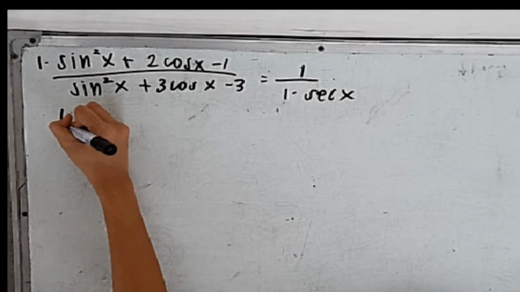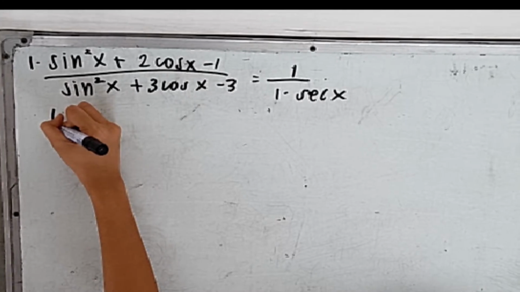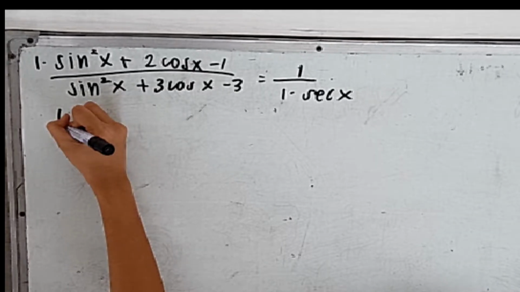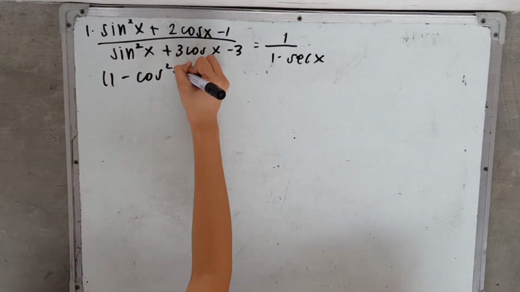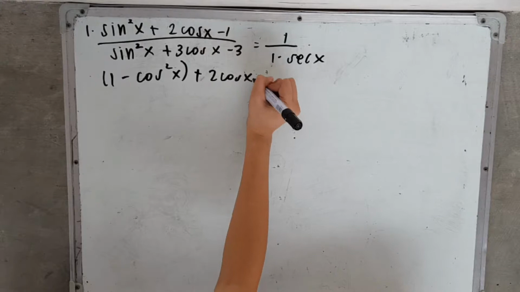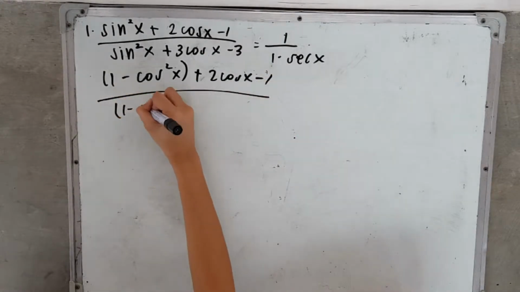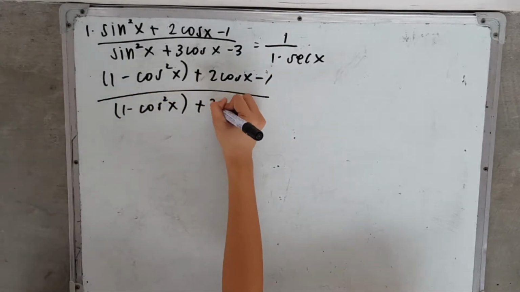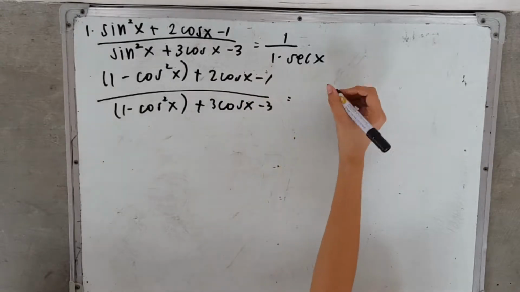The given is sin squared x plus 2 cosine x minus 1 over sin squared x plus 3 cosine x minus 3 is equal to 1 over 1 minus secant x. Let's start by changing sin squared x to 1 minus cosine squared x in the numerator and denominator. It was derived from the Pythagorean identity.